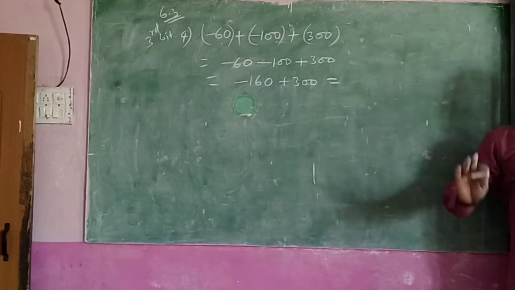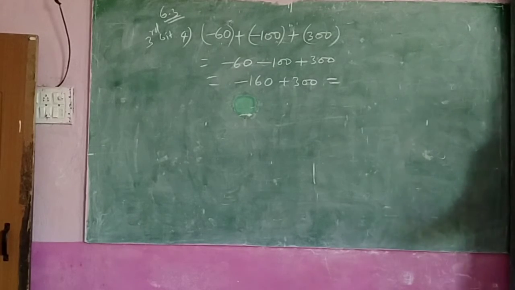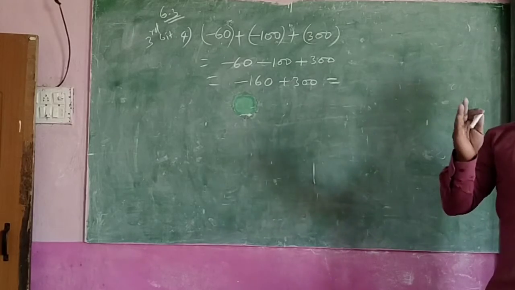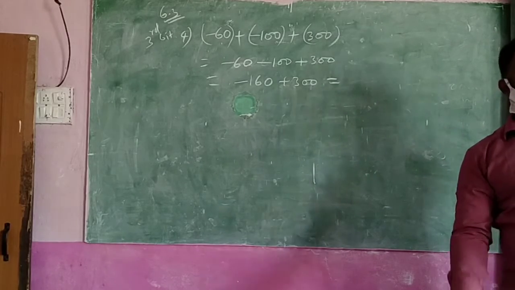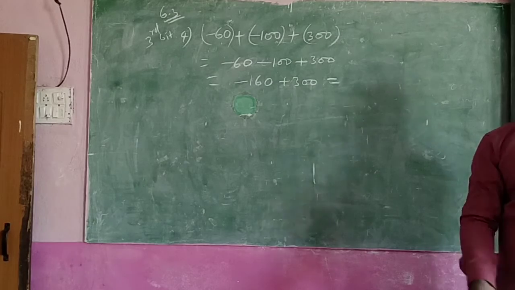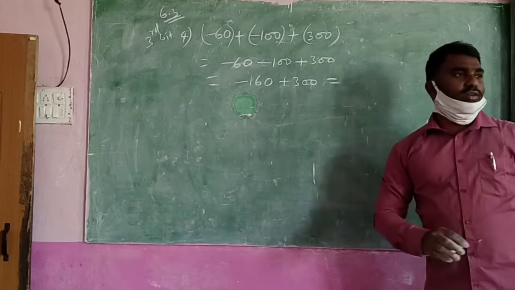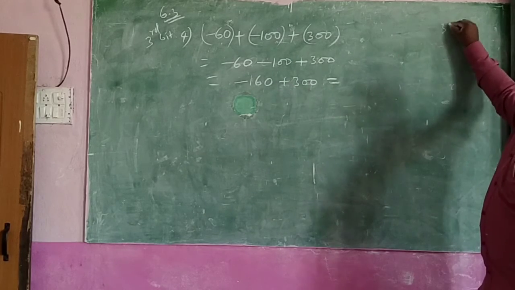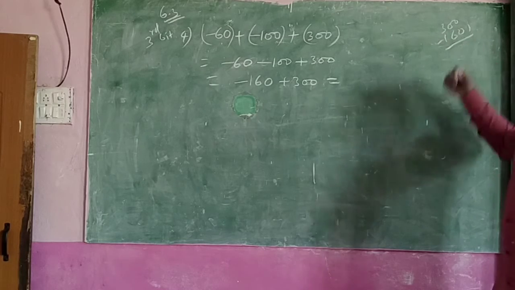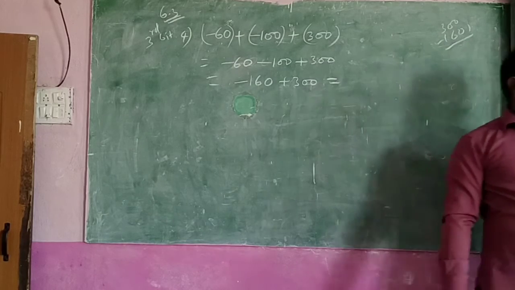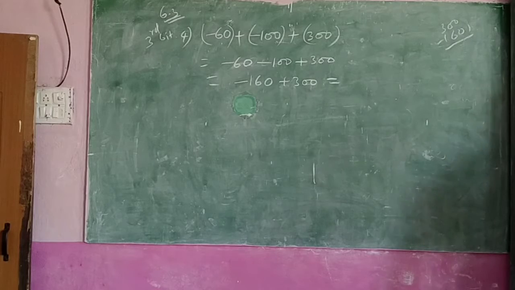Don't only look at the symbol. Remember the method, always the method of how to do it. Up, down, up, down, up. You have to find the difference, the difference between 300 and 160. Big number you will take and small number you will take, and subtract. Difference means what you will get? 140 you will get.